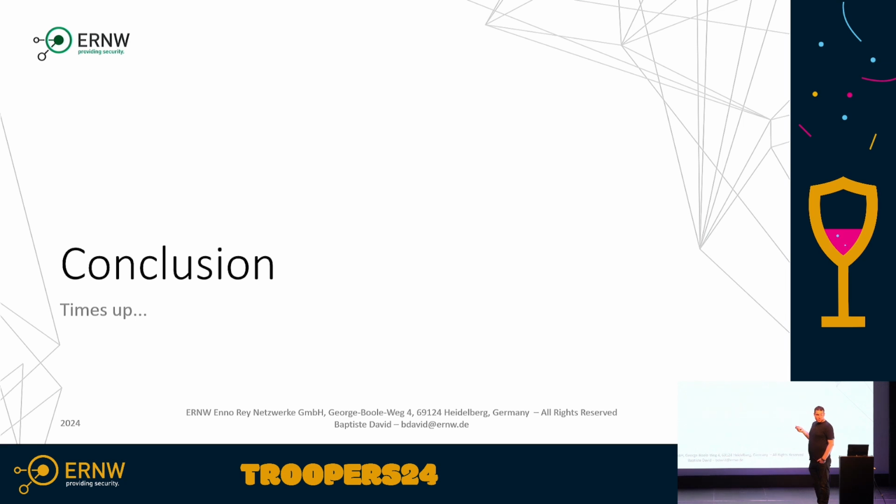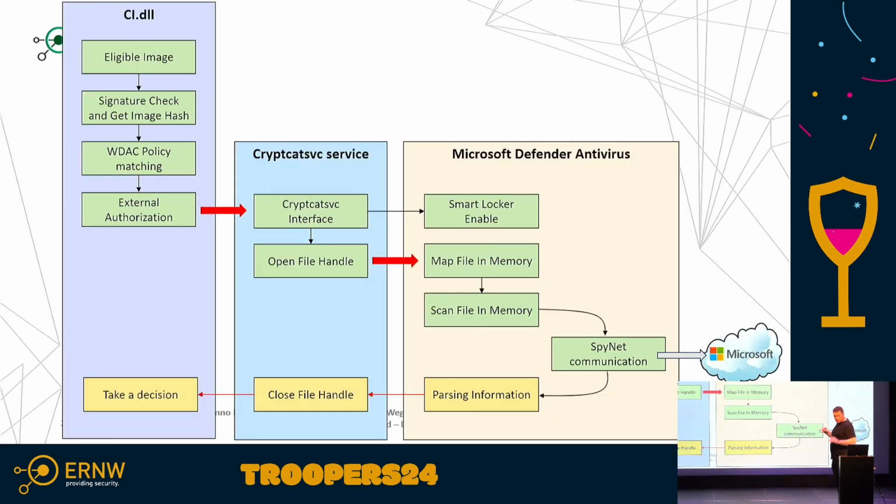It's time for conclusion, so that normally everything will be on time. The big picture of how Smart App Control works. Just as a reminder, first we check which kind of image is relevant or not, reminding you that not all images are relevant. And by the way, from the documentation of Microsoft, if you are correctly signed, it will be okay. So well. Signature check and get image is still WDAC policy matching, which has a specific policy which makes an external authorization. That's the name from the Windows symbols.